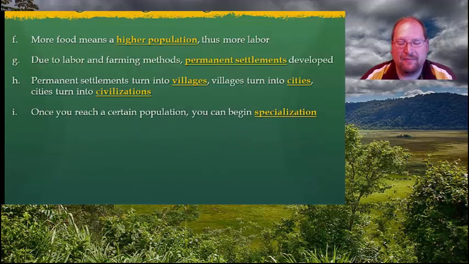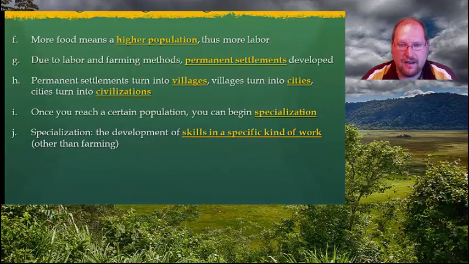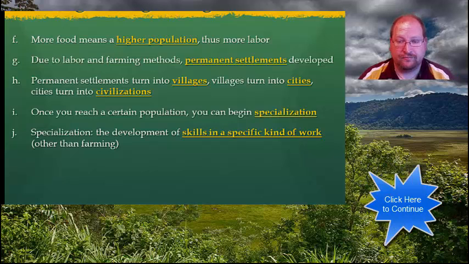Once you reach a certain population, you can begin the specialization of skills. Now everybody doesn't need to farm, because you've got enough farmers to feed more people than it takes to produce the food. Simply put, specialization is the development of skills in a specific kind of work other than farming. An example would be, instead of farming, a person might make stone tools or help those that do the farming.